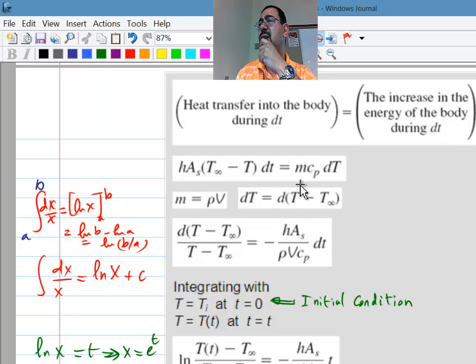And the rest can go to the other side. So the rest is m c_p and hA, and that mass is basically rho times the volume, density times the volume. That's the mass. So basically, it becomes hA over rho V c_p, and this is all constant. It's not a function of time. So when we integrate this and we get ln, this basically becomes just the constant multiplied by what's the integration of dt? T. Okay? Correct?